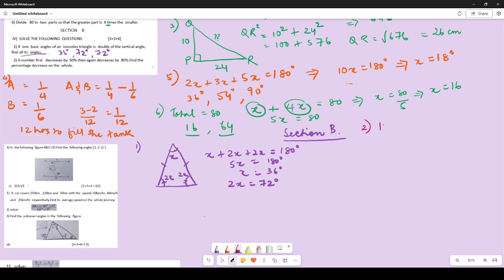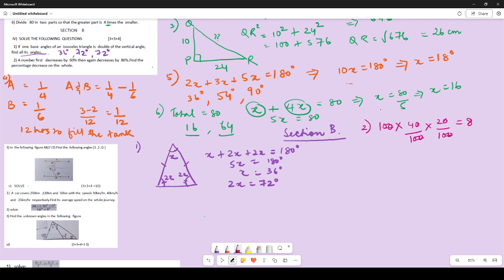So let us say the original number is 100. It first decreases by 60%. So 100 minus 60 is what? 40. Then it again decreases by 80%. So it is what? 20 by 100, right? So what do you get over here is 8. Now what does this mean?